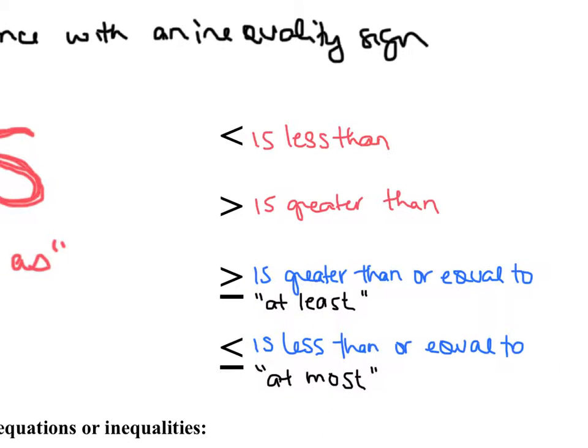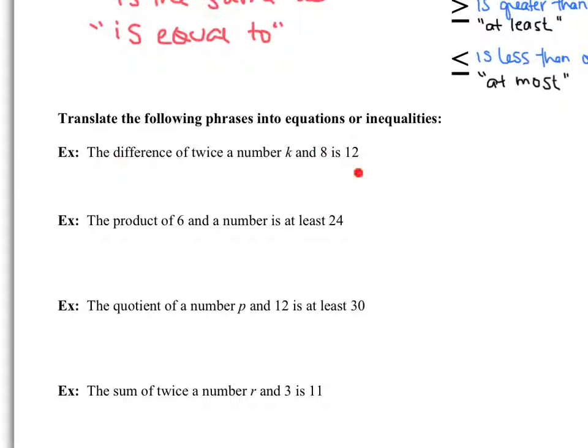So for this first example, what I'm going to go through, it says translate the following phrases into equations or inequalities. So the first thing is, it's not asking if it's an equation or an inequality, it's just asking me to translate, basically make a math sentence, just like I did in the previous section. So I'm going to underline my keywords and phrases as I see them. And again, if I hit a second keyword or phrase, I'm going to use parentheses, because that would indicate grouping. So the first keyword or phrase that I see is difference, and I know that that means to subtract. So I'm going to put my subtraction symbol.